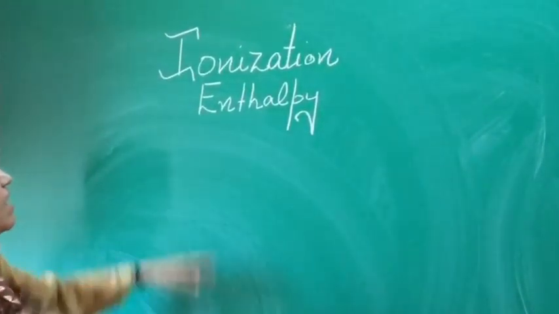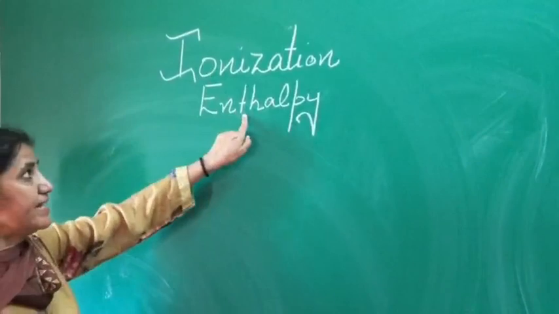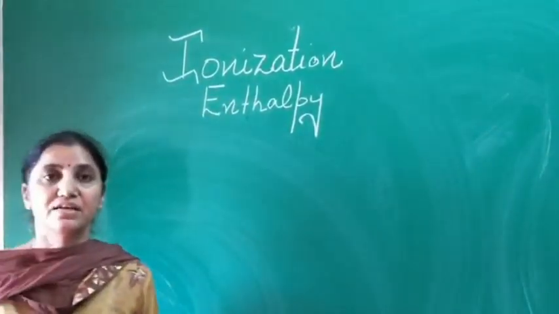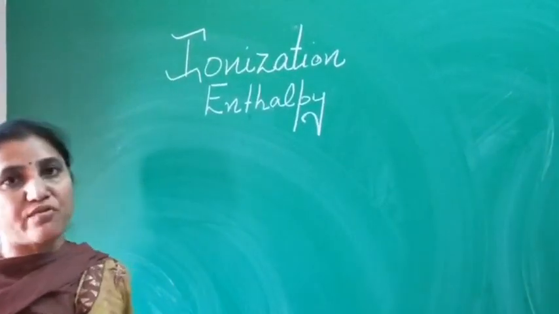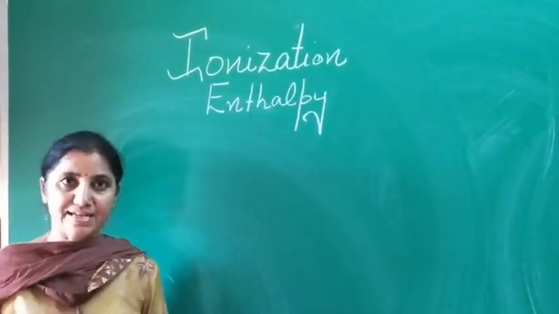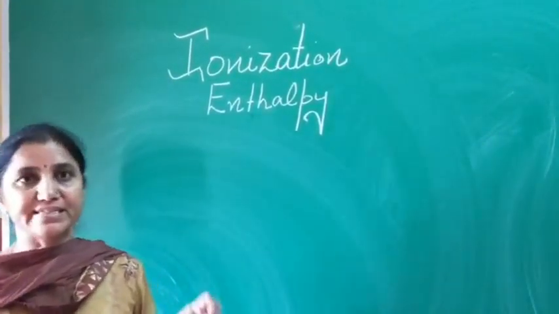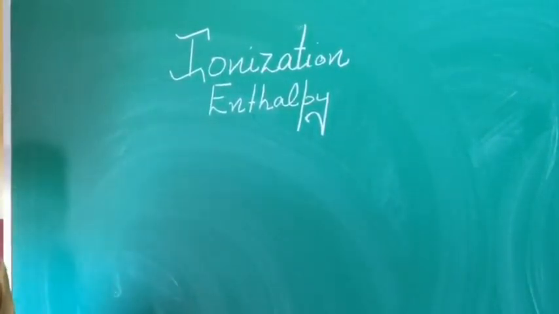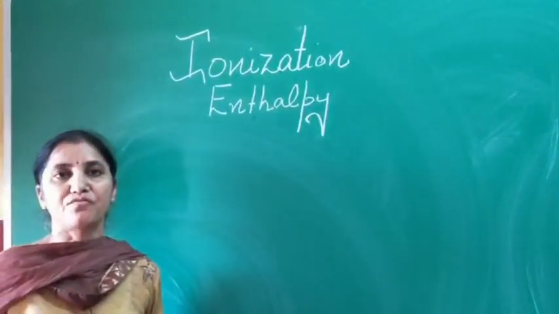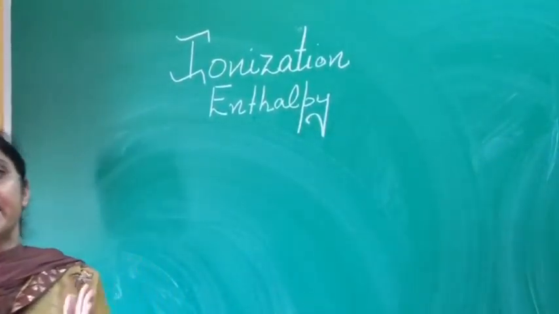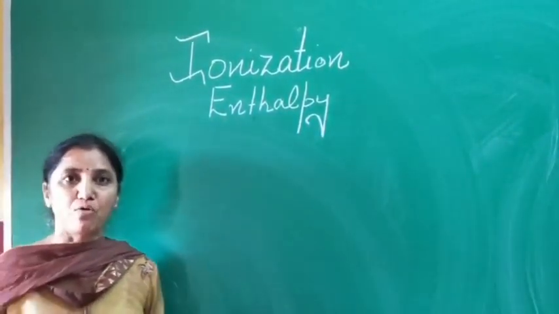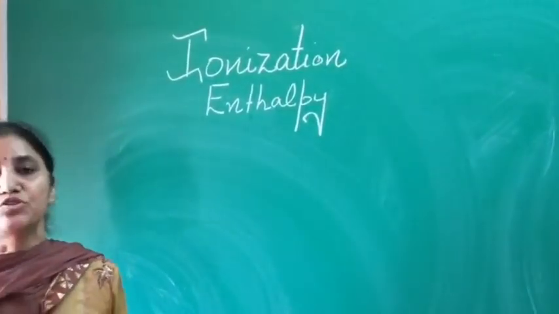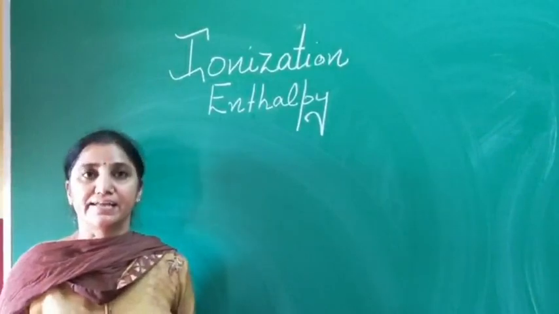Come to the topic ionization enthalpy. It is also known as ionization energy. Students, when we provide some energy to the atom, then the electron present in that atom goes to a higher energy level. But when a sufficient amount of energy is provided, then that electron, which is loosely bound, gets lost from the atom and is converted into a gaseous cation.